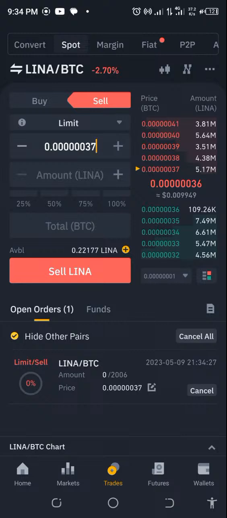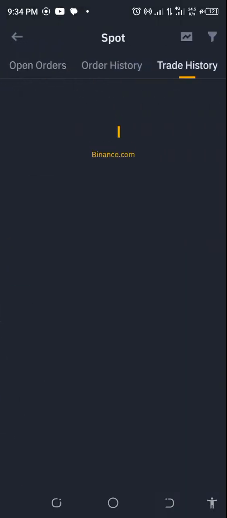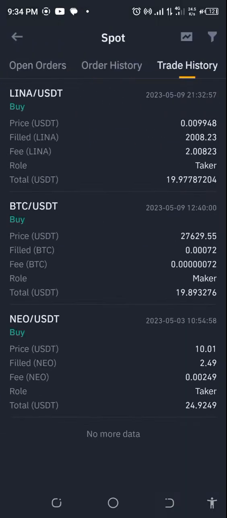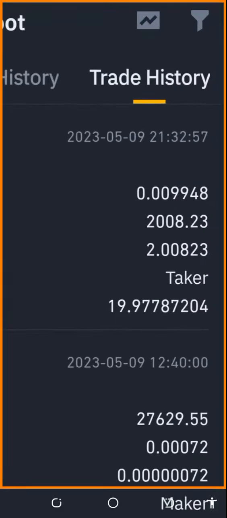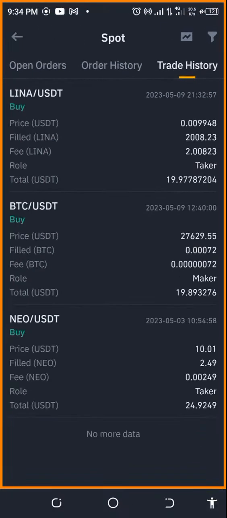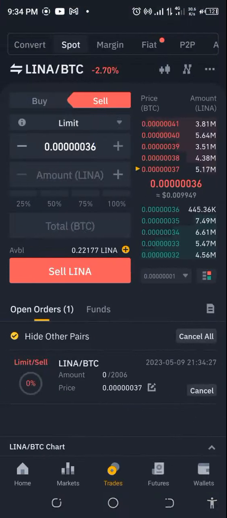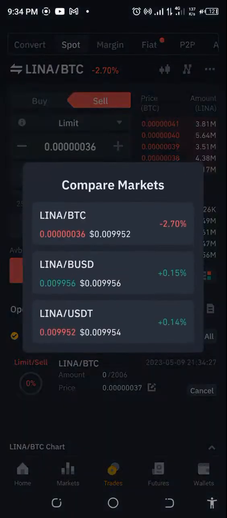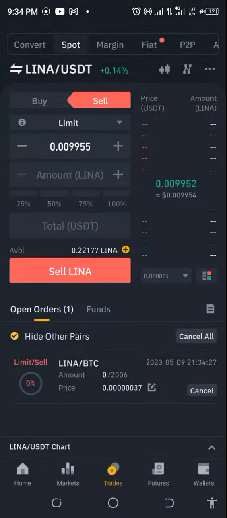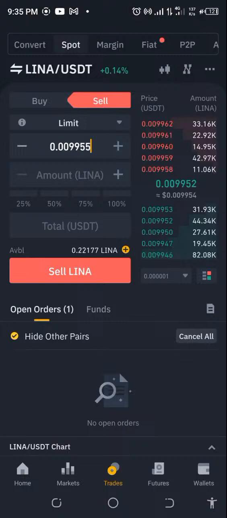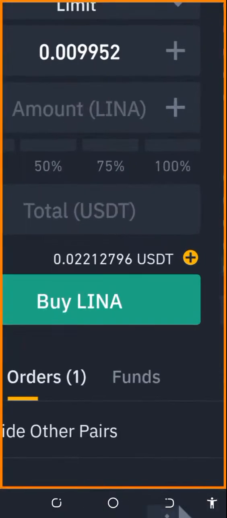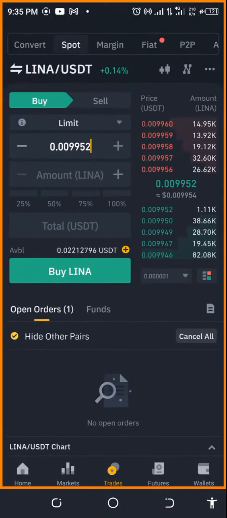Let me check the trade history. We bought this for 0.009948, and we spent 19.97. That means that if I go back, I should have 3 cents. Let me see, Lena USDT. Will we have 3 cents? Okay, we have something not really close, like 2 cents. So that means it didn't pick up everything.